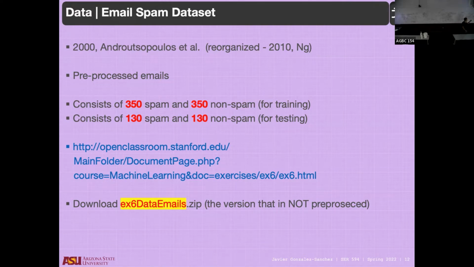350 samples for training about spam email and exactly the same number of non-spam email. So 700 samples of emails for testing. The data set is already split in testing and training, so you don't need to do that. And you have 130 samples for the spam and the equivalent for the non-spam. So those are your numbers.